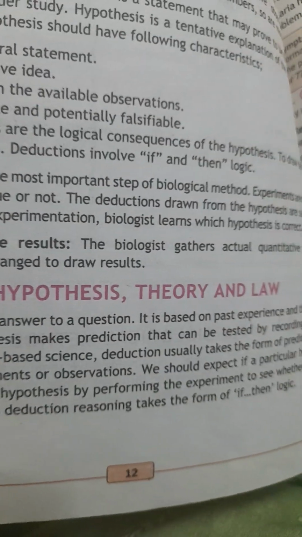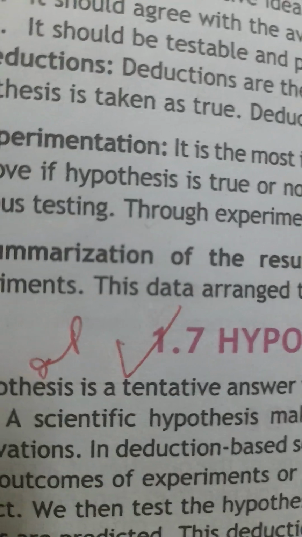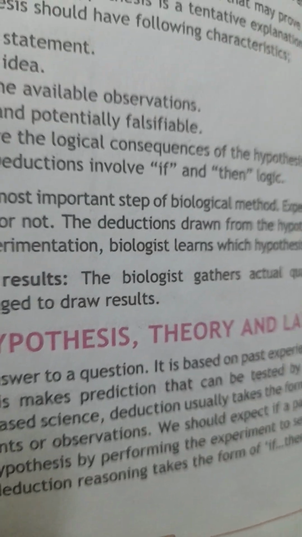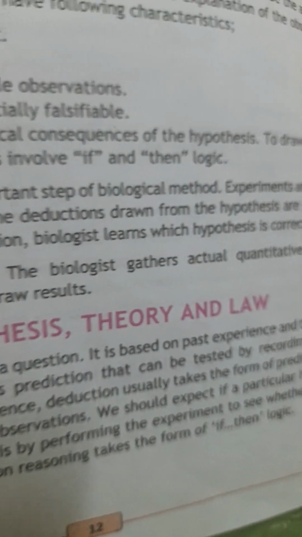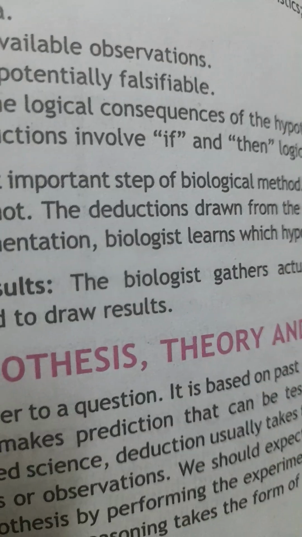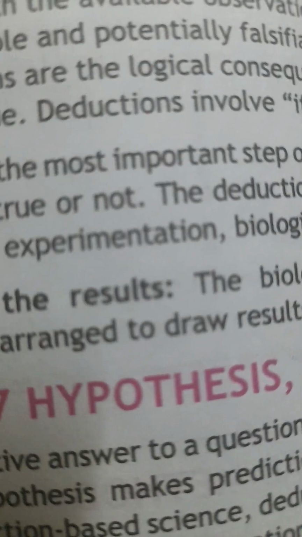It is the most important step of the biological method. Experiments are performed to prove a hypothesis true or false. Deductions are drawn from the hypothesis, and through experimentation biologists learn which hypothesis is correct.